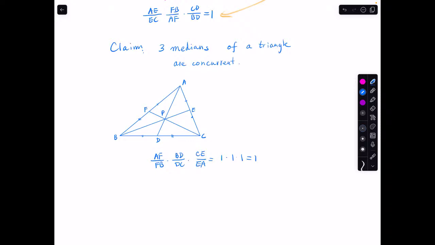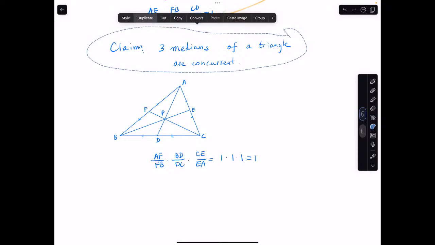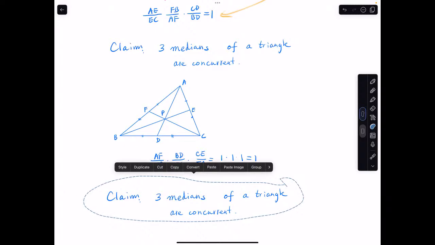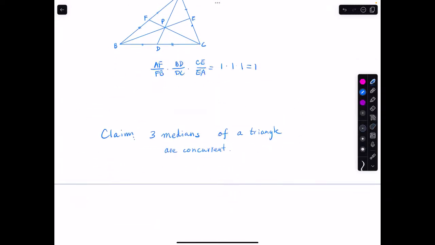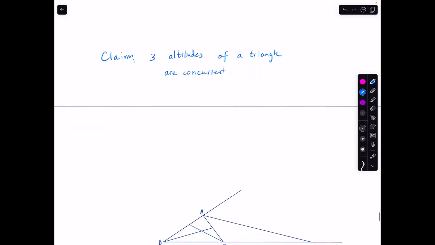All right. Another one is the orthocenter, where the altitudes of the triangle are concurrent. So again, this is another claim. Let's duplicate it. Here we claim not the medians but the altitudes, the three altitudes of a triangle. So how do we prove that?